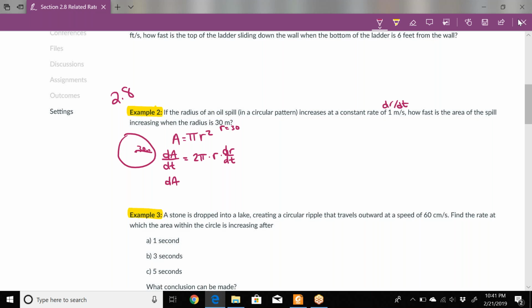So we should be able to plug in and find the change in the area. So dA dt is going to be 2 pi times 30 meters times 1 meter per second. So that makes this equal 60 pi, and it's going to be meter times meter over second, so meters squared per second. So 60 pi meters squared per second.